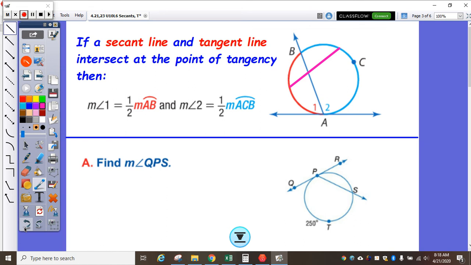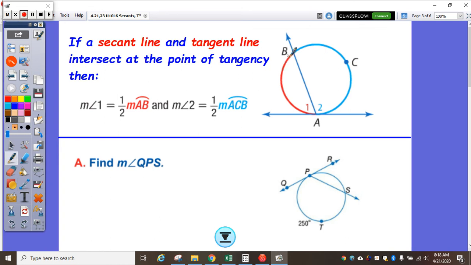All right. So that's the same thing here. Here I have an angle that's created by a secant line and a tangent line, and this angle has its vertex on the circle. So this angle 1 is half the value of AB, or AB is twice the measure of angle 1. And that's what this is saying right here. Angle 1 is half the measure of AB, and angle 2 is half the measure of ACB, which is its intercepted arc.